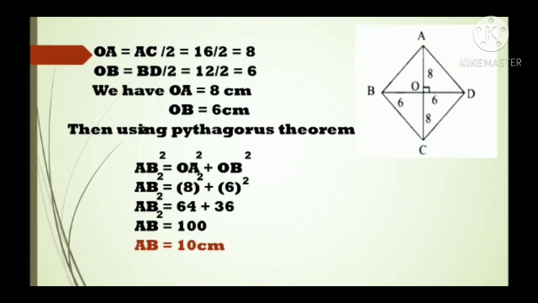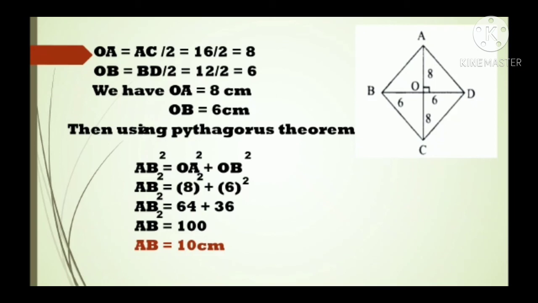Yes, we can find it because we have the Pythagoras theorem. What is the Pythagoras theorem? The sum of the squares of the two smaller sides equals the square of the big side. So AB square equals the sum of the squares of the two smaller sides, that is OA square plus OB square. What is the value of OA? 8. Then the value of OB? 6. So AB square equals 8 square plus 6 square.